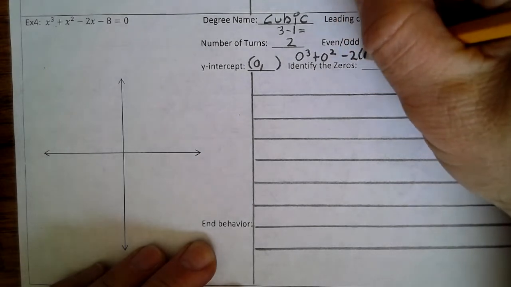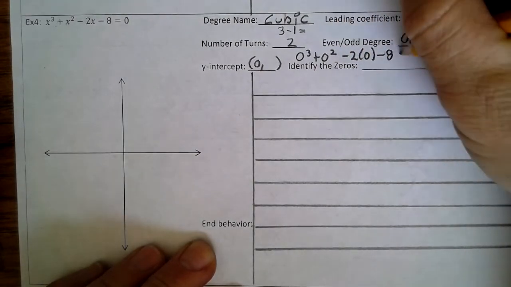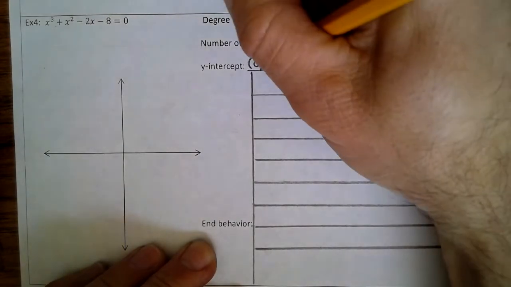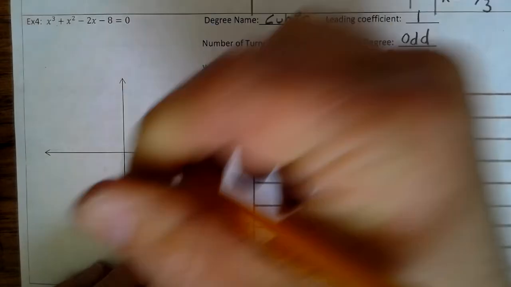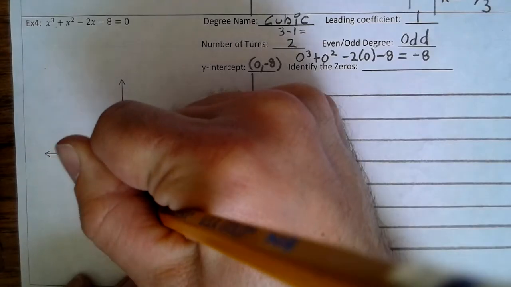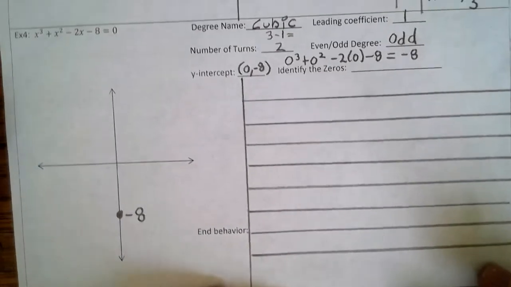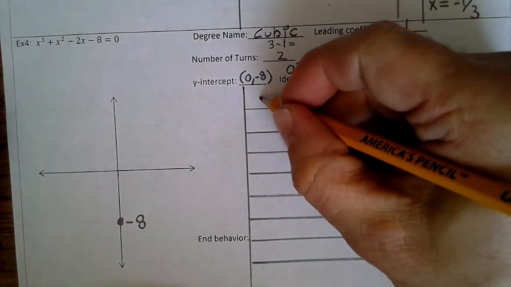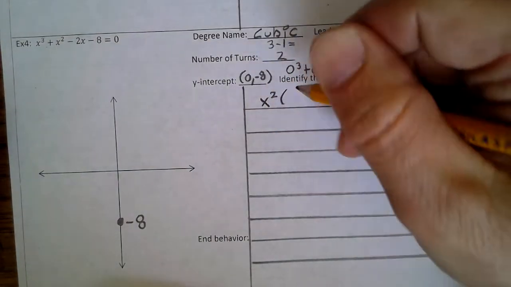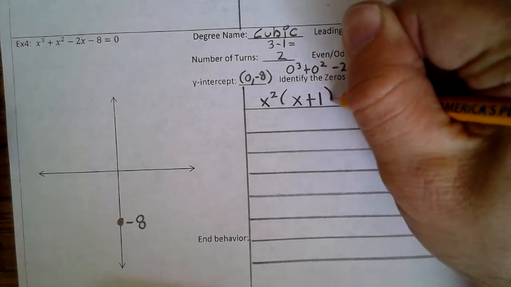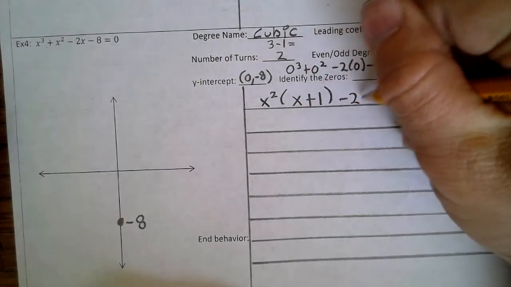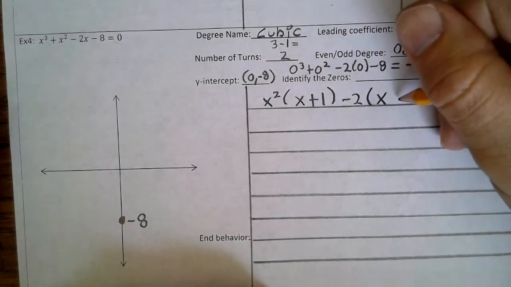Okay. Now we need to see if this is factorable. So we're going to factor out an x squared from the first 2 terms, which leaves x plus 1. And we're going to factor out a negative 2 from the second 2 terms, which leaves negative 2 times x plus 4. Now, these are not the same, so it's not factorable. Now we need to do the p divided by q and synthetic division.